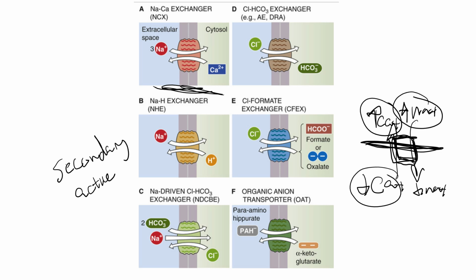We're actually going to use the diffusion of a sodium ion into the cell to power the integral protein and give it the energy that it needs to move the calcium ion from a low concentration inside to a high concentration outside. Okay, that is secondary active transport.